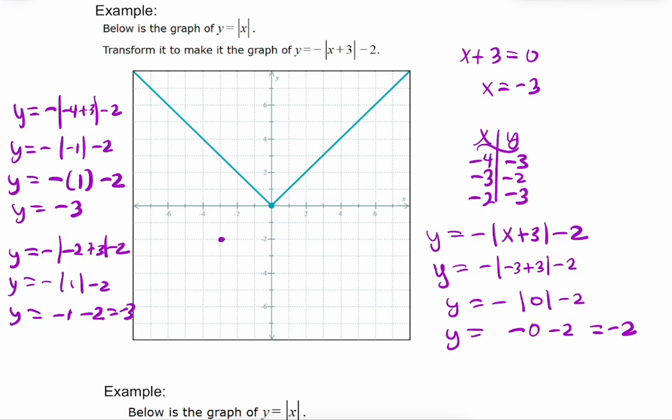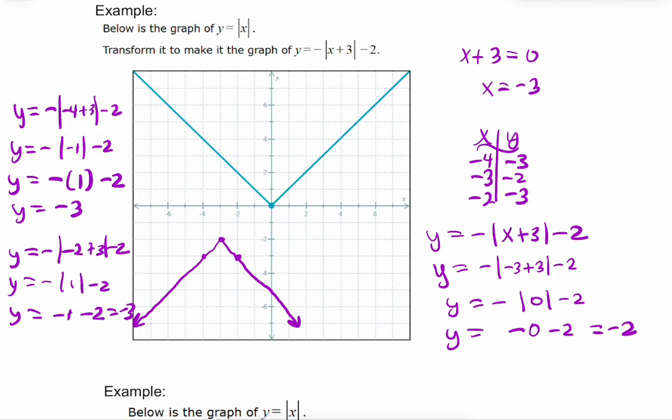If I plug in -4, remember I got -3. If I plugged in -2, I got -3. Oh gosh, look what happened. Exactly what I predicted. My V got flipped upside down. Its vertex point moved 3 to the left and down 2. Everything that we thought would happen is going to happen.